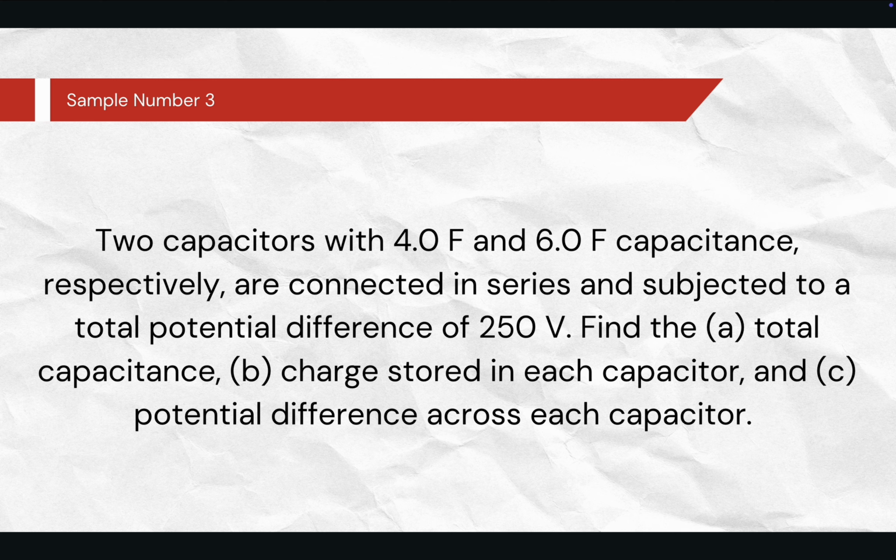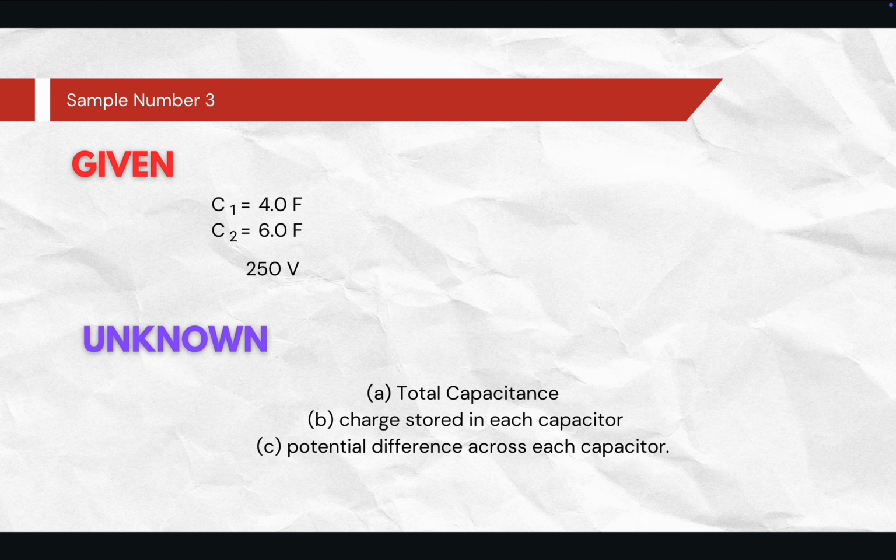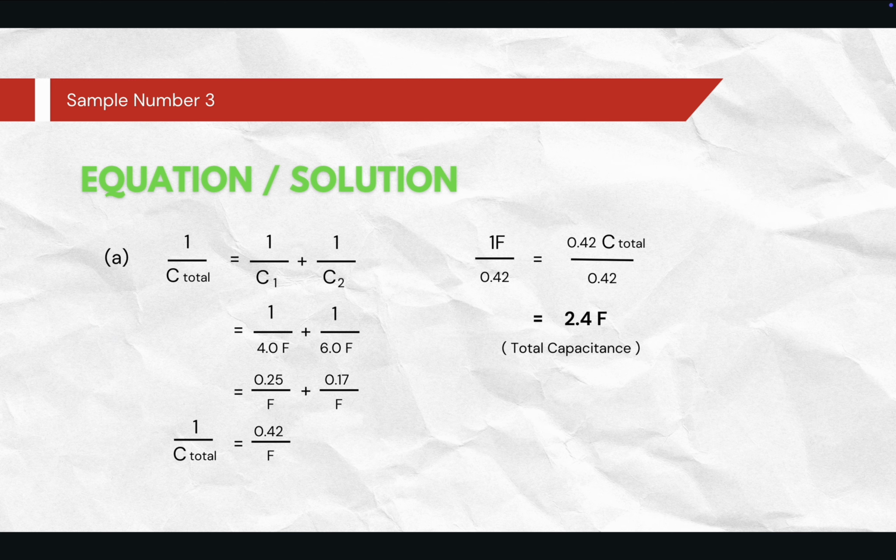Next, sample number 3 is 2 capacitors with 4.0 F and 6.0 F, 250 yung volts niya. Tapos, ganoon lang din ang hinahanap niya. So, given, 2 capacitors and yung volt. Unknown, yung 3. Then, mauuna yung total capacitance. Series pa lang to.